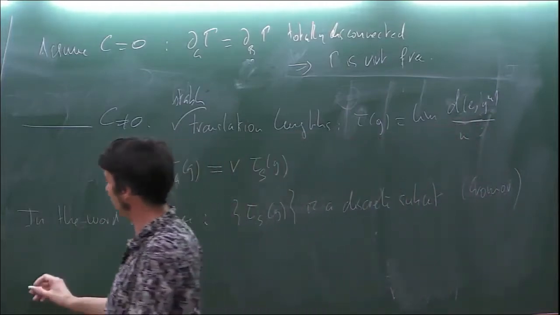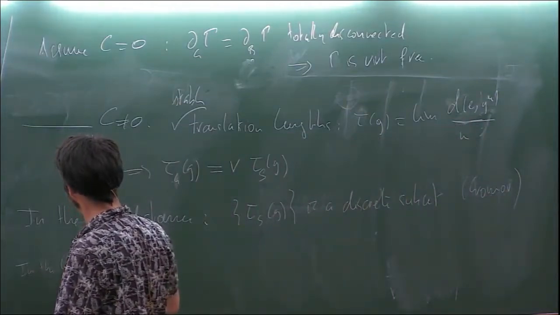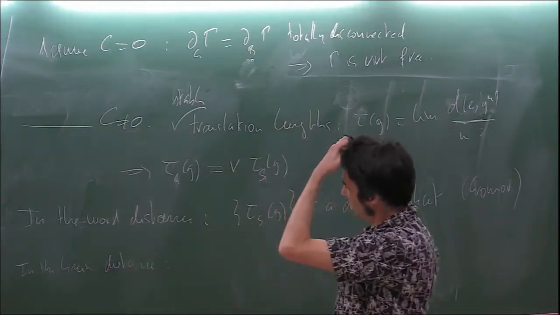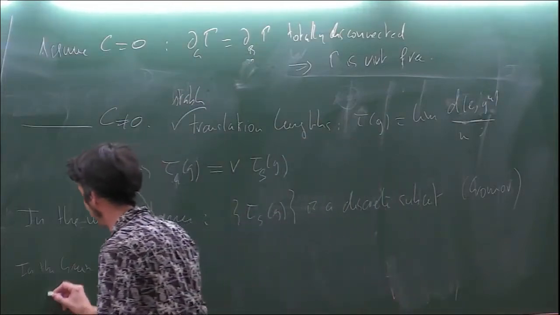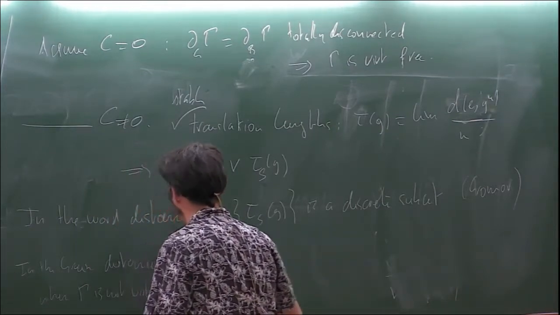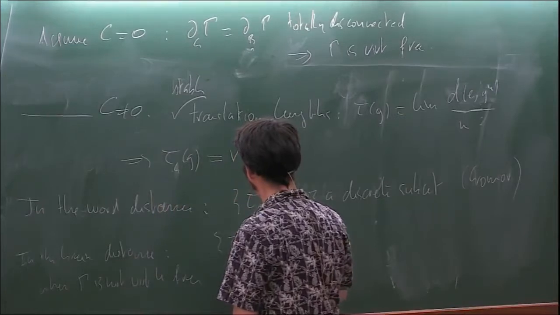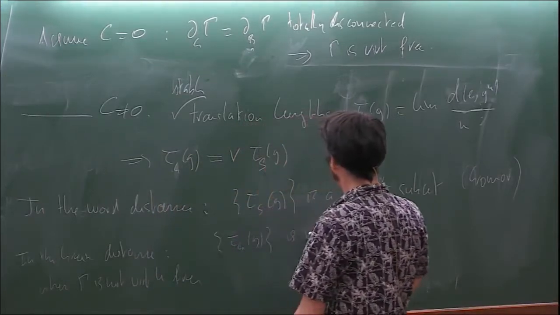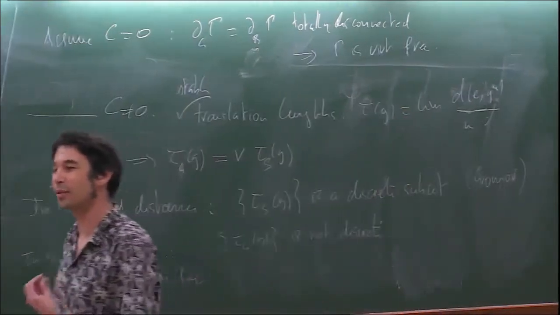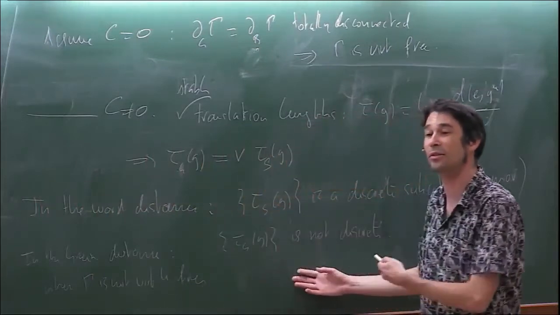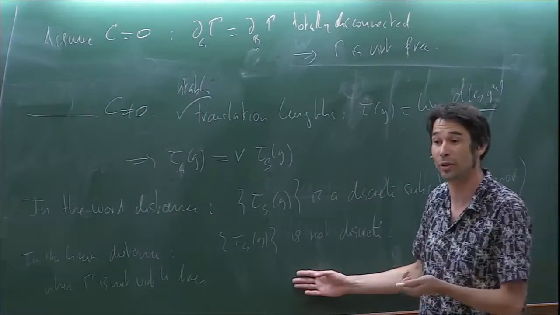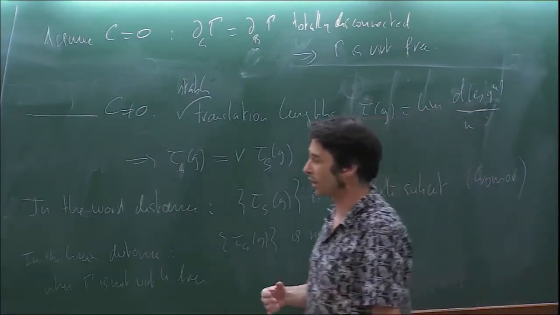So to get a contradiction, we want to prove that in the Green distance, when gamma is not virtually free, then this set of translation lengths is not discrete. I would just add a word to say how we get to this. This is called being non-arithmetic. The spectrum is non-arithmetic. This is well known for surfaces, for instance.